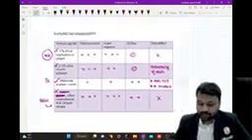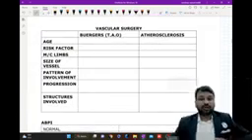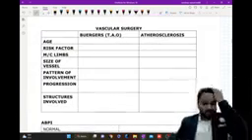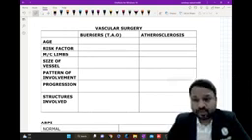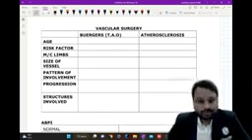Clear? So now, another important topic that we'll talk about is going to be vascular surgery. For now, so far, any questions, guys? A quick feedback.